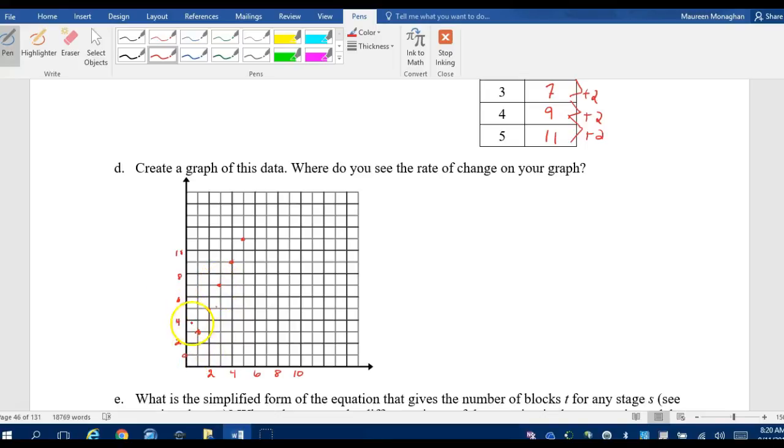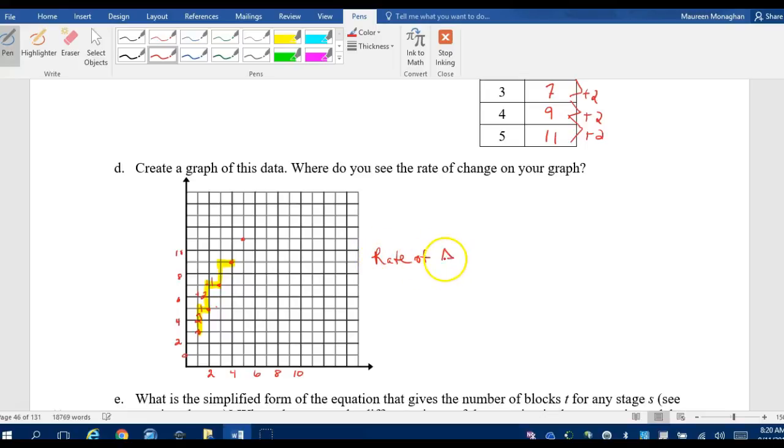But what we want to do is notice what the rate of change is here on this graph. So I like to always think of it as rise over run. Rise over run, rise over run. So what is happening each time? Each time we're going up 2 and we're going over 1. So up 2, over 1. So notice we can find the rate of change on the graph.